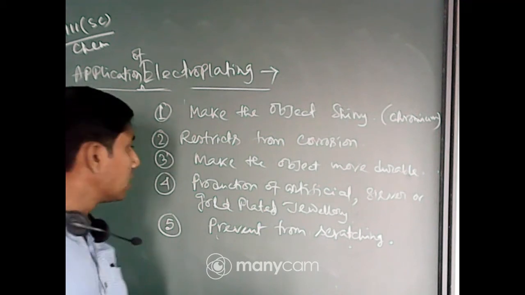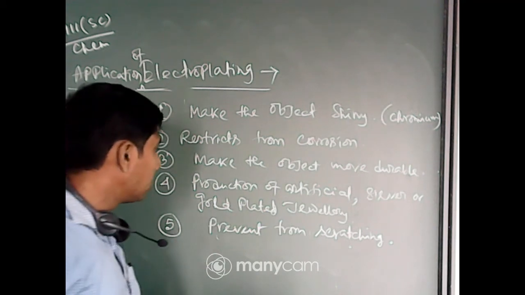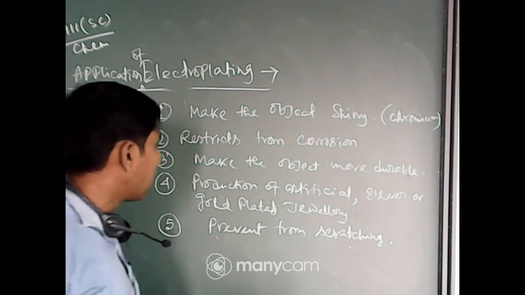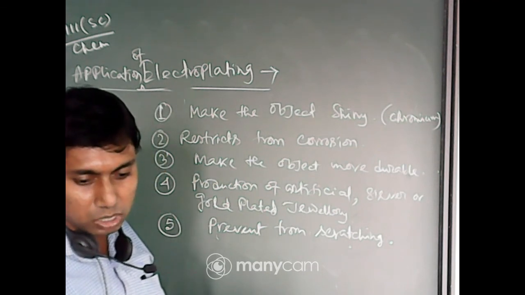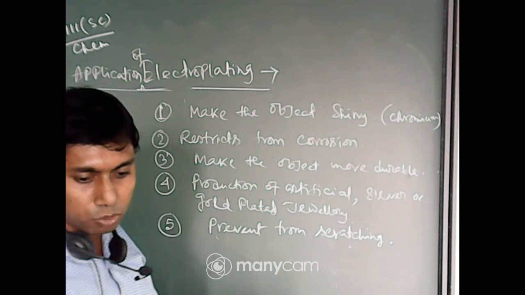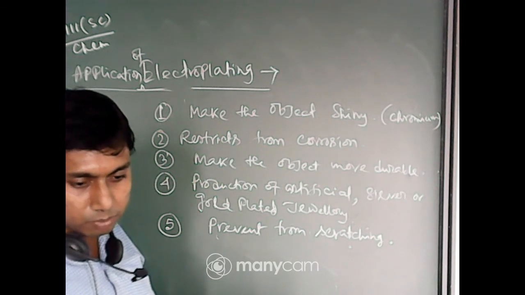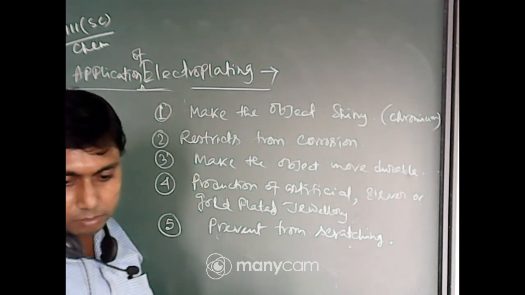And another one is the artificial jewelries, that is the gold or silver plated jewelries. These are also discussed in the next part. So these are also explanation-type questions which are there. Clear?